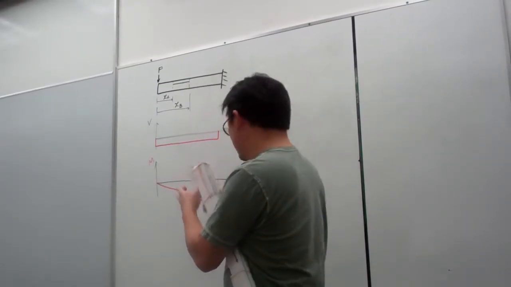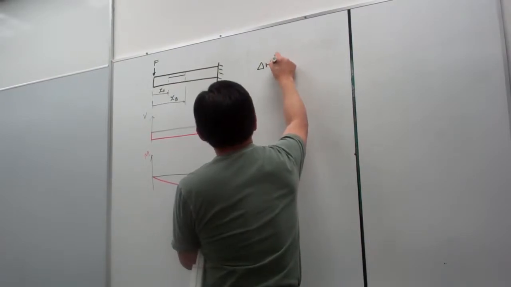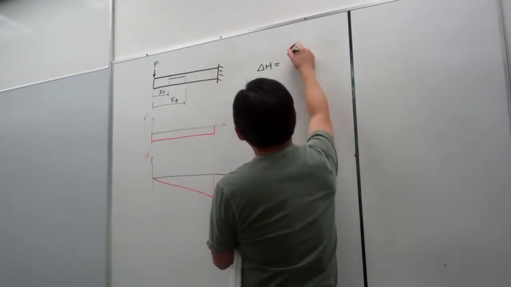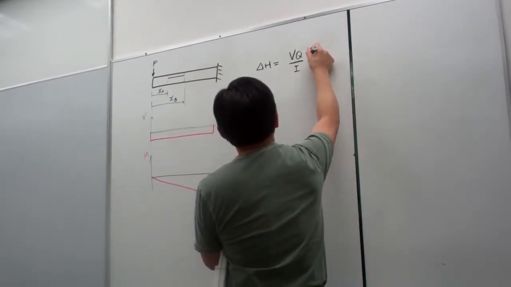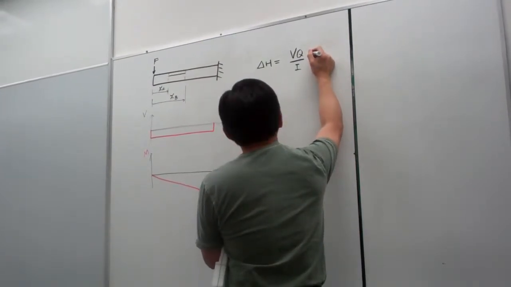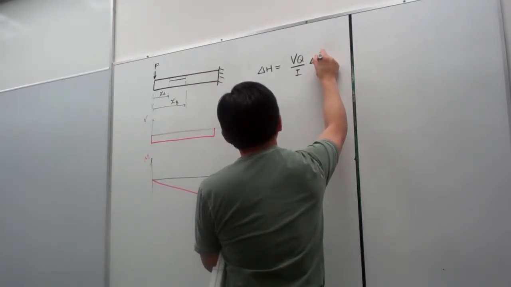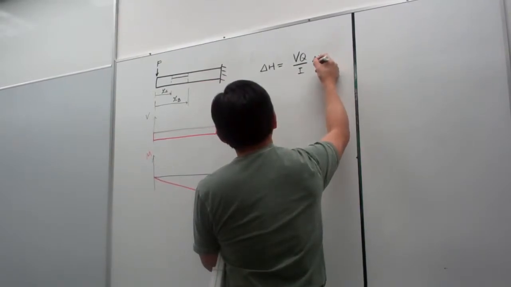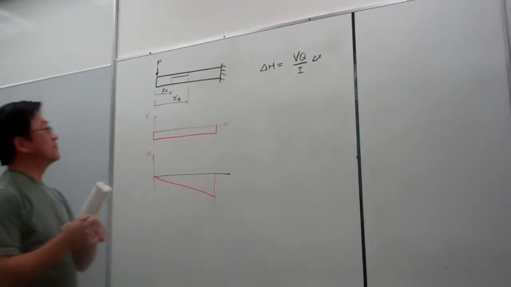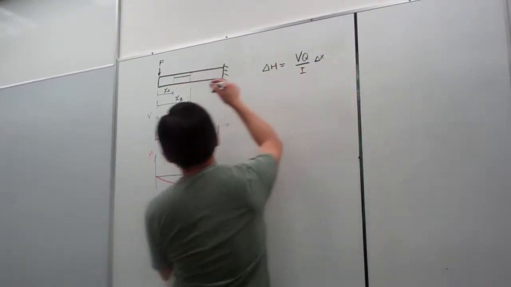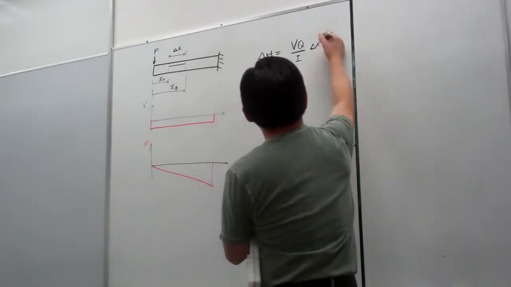Based upon this delta H, we'll be able to calculate that this one will be equal to VQ over I times, I forgot. Isn't it XB minus XA? Okay, so let me say this is delta X. So that's it.